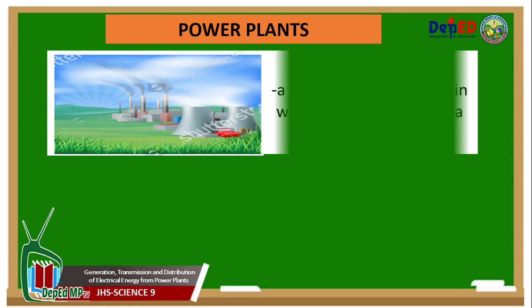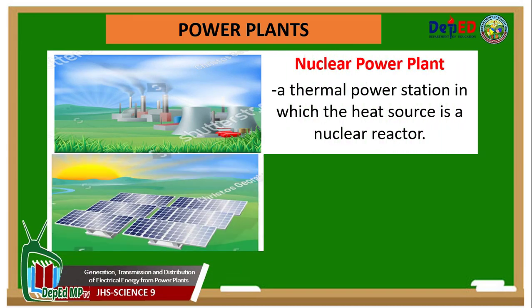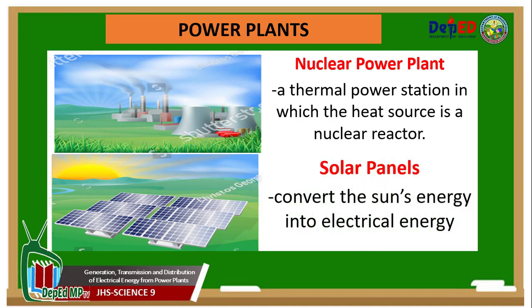Nuclear power plant. The nuclear power plant is a thermal power station in which the heat source is a nuclear reactor. Nuclear power comes from nuclear fusion. Example is the Bataan nuclear power plant in the Philippines. Another one is the solar panels. The solar panels convert the sun's energy to electrical energy. Why is daytime brighter and warmer than nighttime? The answer is simple, because of solar energy.